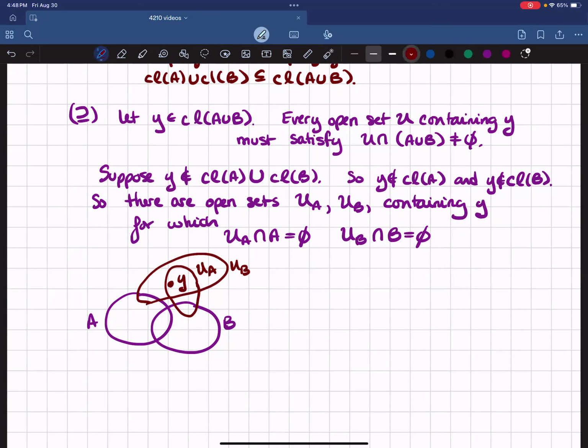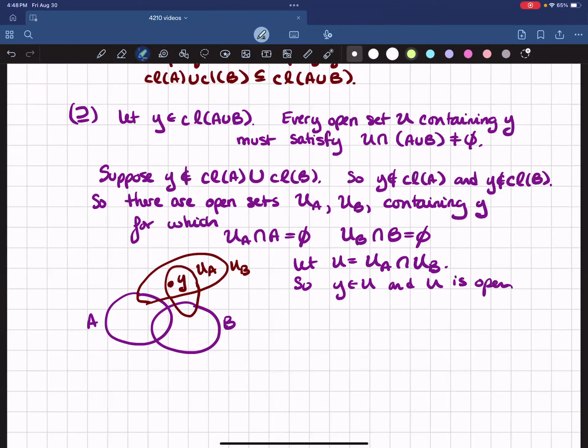And now I'm going to make a whole new set. I'm going to let U be U sub A intersect U sub B. So then that means that Y is in U, and U is an intersection of two open sets, so it's an intersection of a finite number of open sets, and U is open. So U is this intersection right here. That's my U.